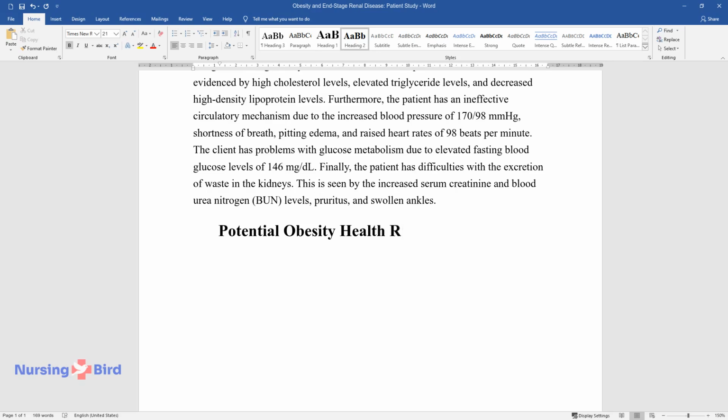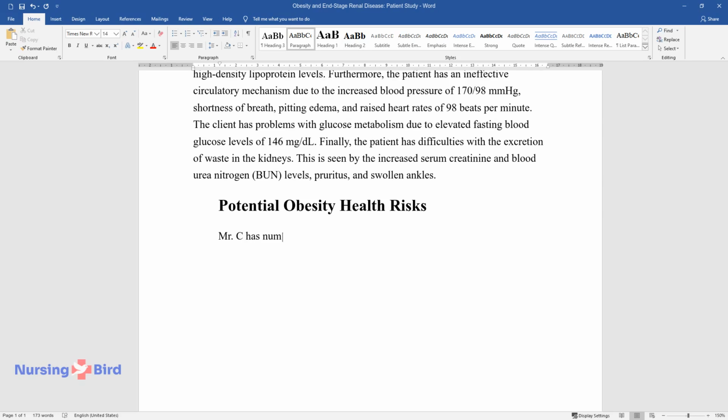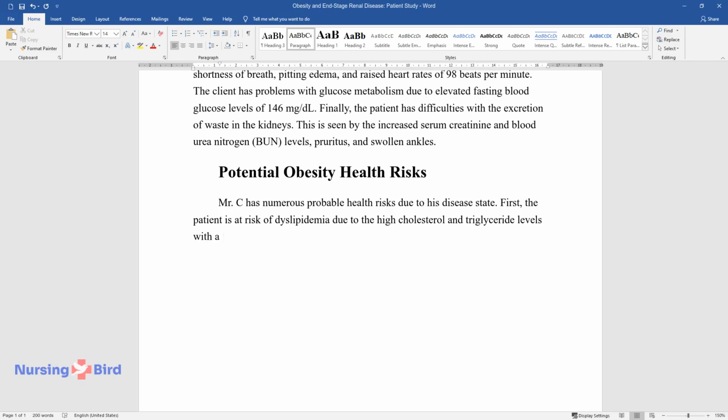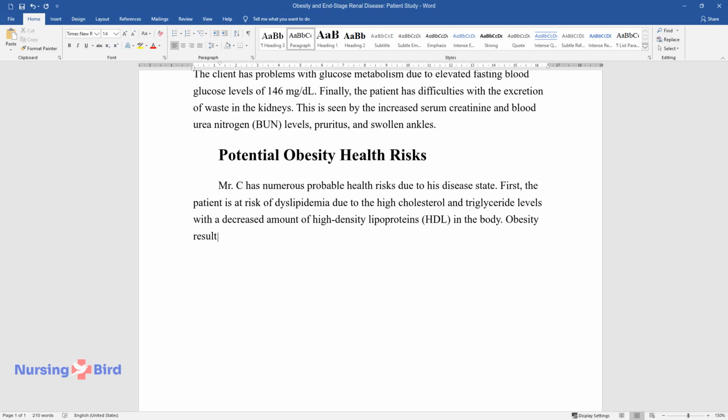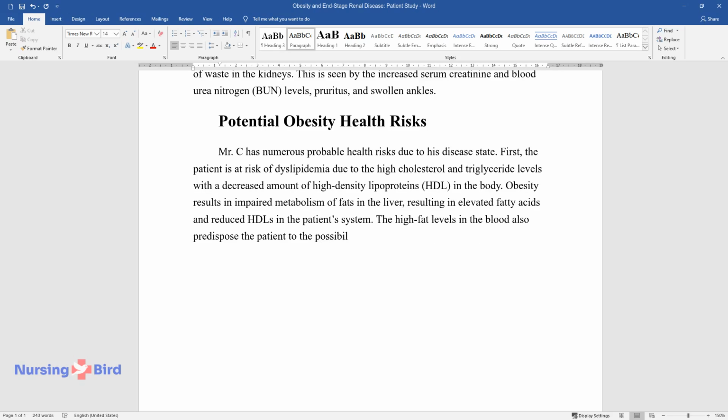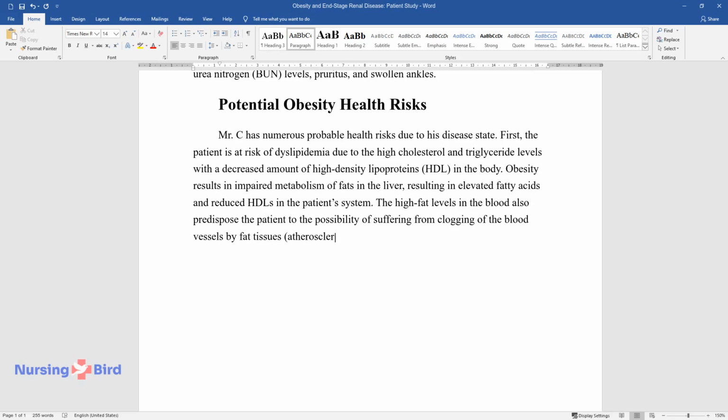Potential obesity health risks. Mr. C has numerous probable health risks due to his disease state. First, the patient is at risk of dyslipidemia due to the high cholesterol and triglyceride levels with a decreased amount of high-density lipoproteins, HDL, in the body. Obesity results in impaired metabolism of fats in the liver, resulting in elevated fatty acids and reduced HDLs in the patient's system. The high fat levels in the blood also predispose the patient to the possibility of suffering from clogging of the blood vessels by fat tissues, atherosclerosis.